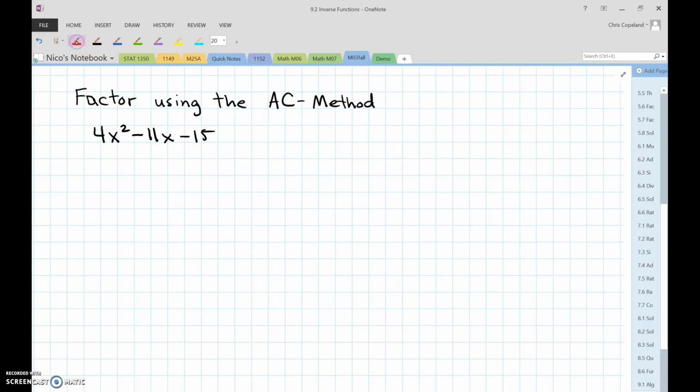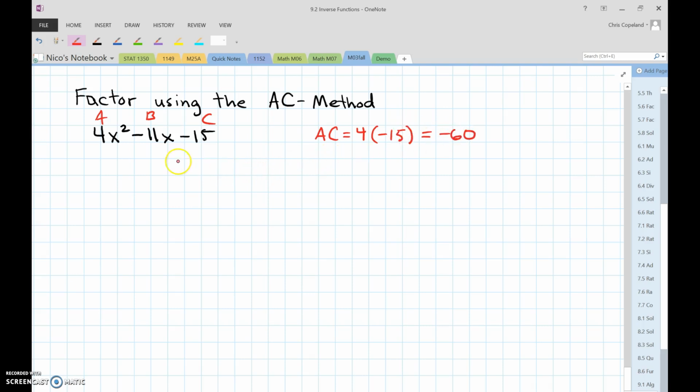All right, factoring using the AC method. So A is 4, B is negative 11, C is negative 15. First of all, we're going to take A times C, which is 4 times negative 15, which is negative 60. B is negative 11.